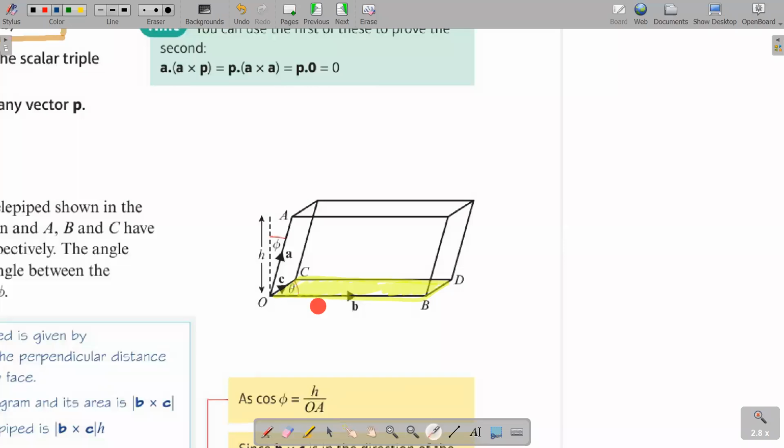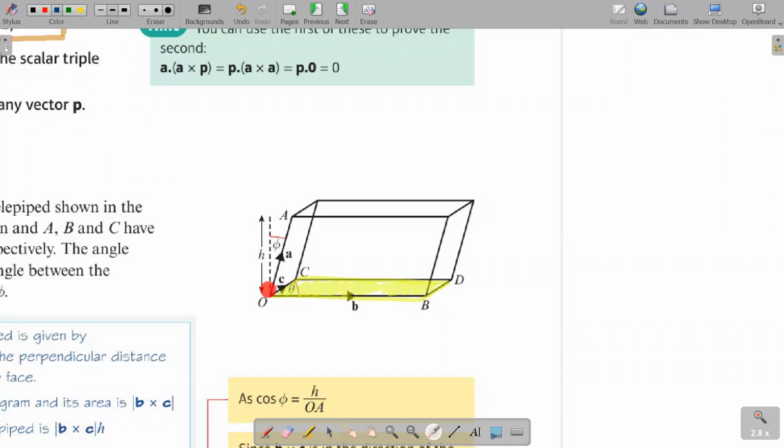Area of the parallelogram is here modulus B cross C. Do you agree if I say it's modulus B cross C? Because it's a parallelogram, we take the full area. There's no half. Directly modulus B cross C gives you the area of this yellow color parallelogram. But then we need to multiply it with the height.